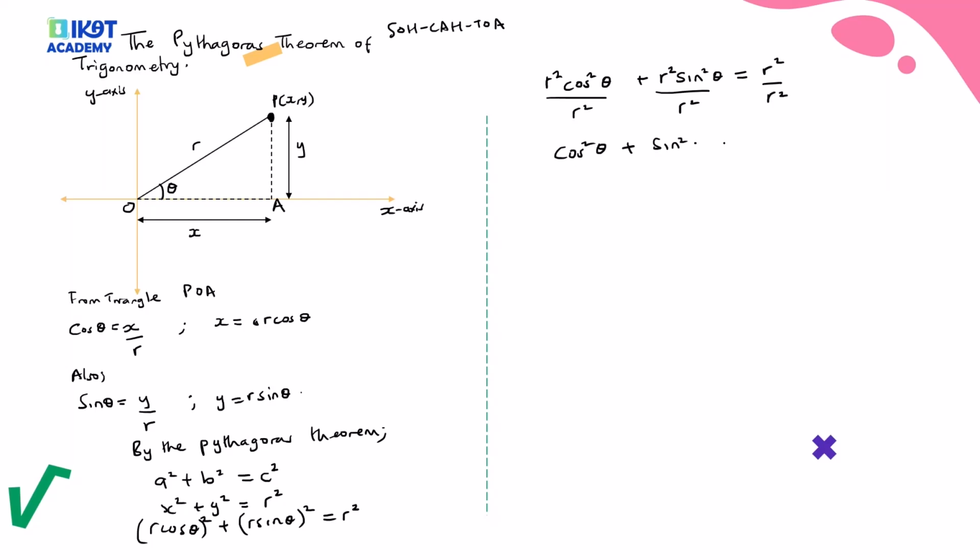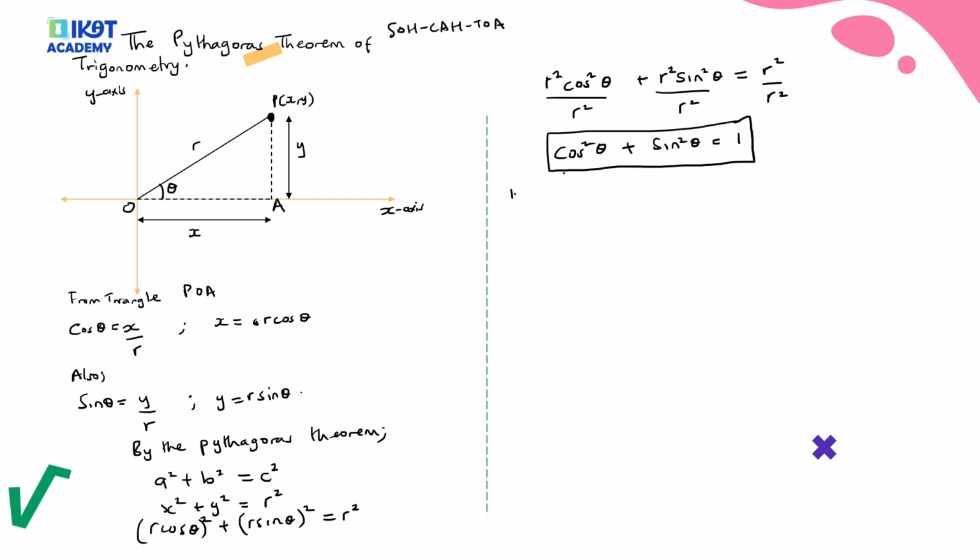Now this is one of, if not the most important, identities in trigonometry. Whether you know how it comes about or not, you should know this identity, and this is what we call the Pythagoras theorem of trigonometry: cos squared theta plus sine squared theta is equal to 1. From this we can derive other identities, and that is why I usually tell students that once you master this, it's going to make it easier to derive all the other identities from it.